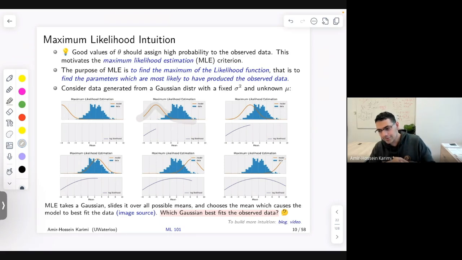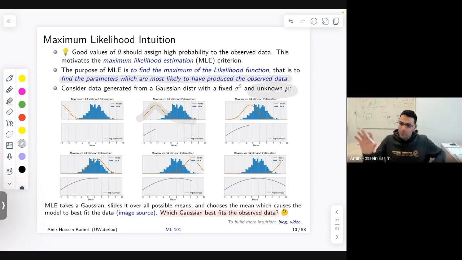So putting it in the language of what we said about likelihood, I've made some observations first. Conditioned on those observations, I'm trying to find the parameters which are most likely to have produced the observation. In the case of this Gaussian example, I'm trying to find the mean that is unknown to me by moving this Gaussian over my data and trying to find the point where it best matches.